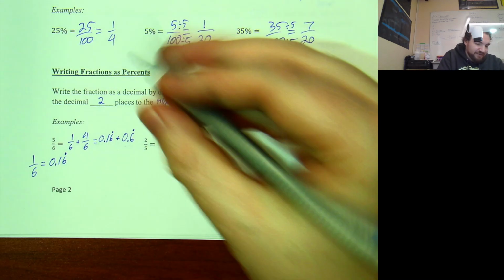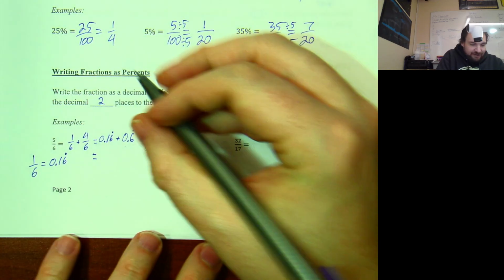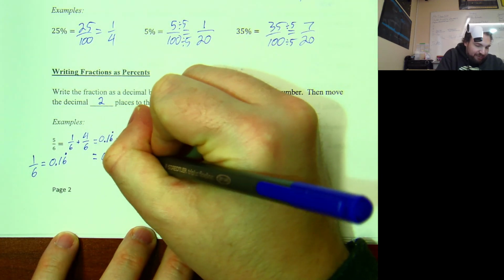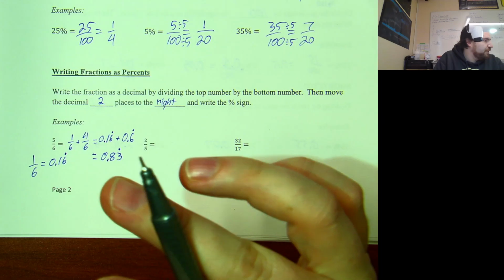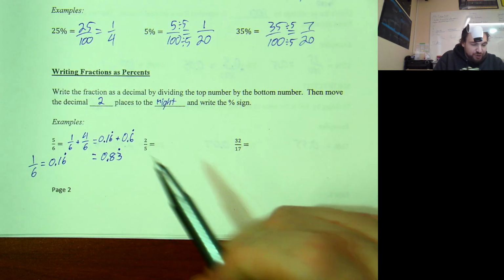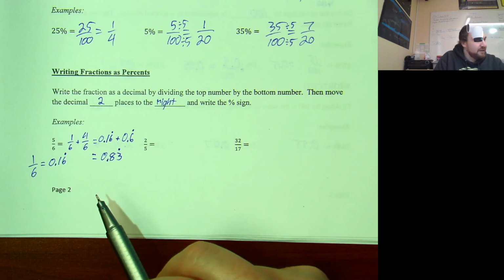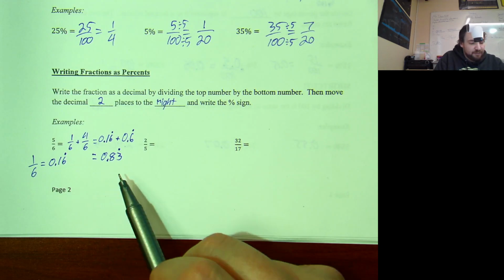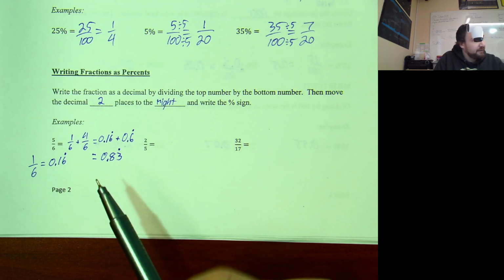This is going to get ugly, so I'm just going to tell you that this is going to be 0.83 repeating. I will not require you to know your sixths. If I do, I'll have given you a calculator. So then what is 5/6 as a percentage if it's 0.83 repeating?